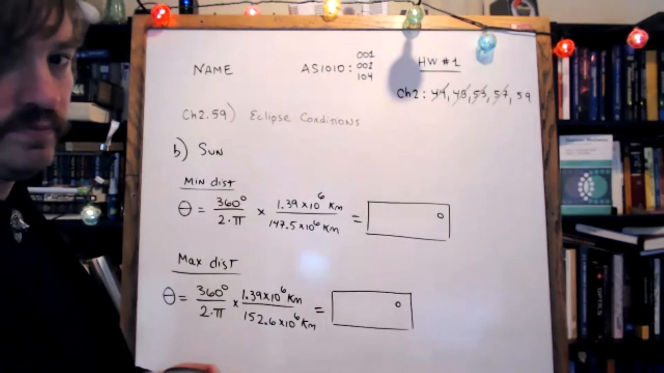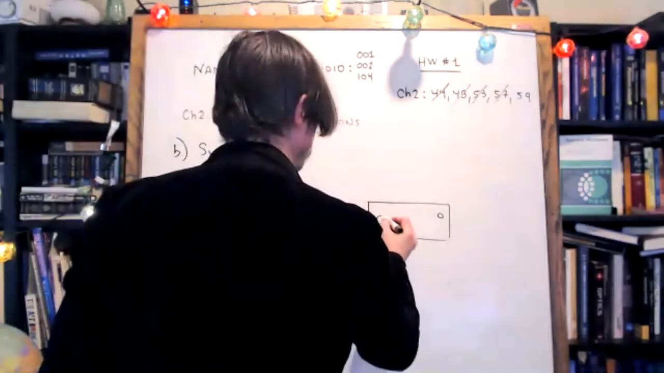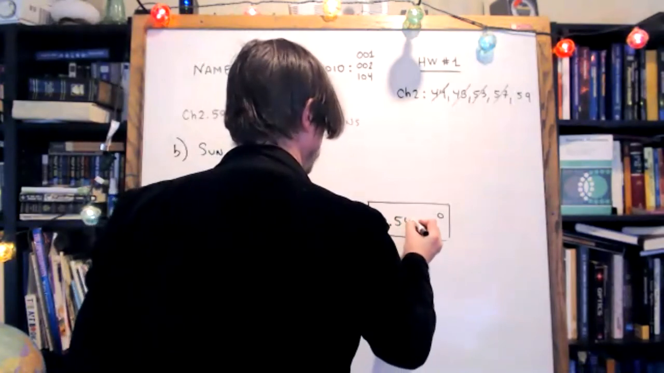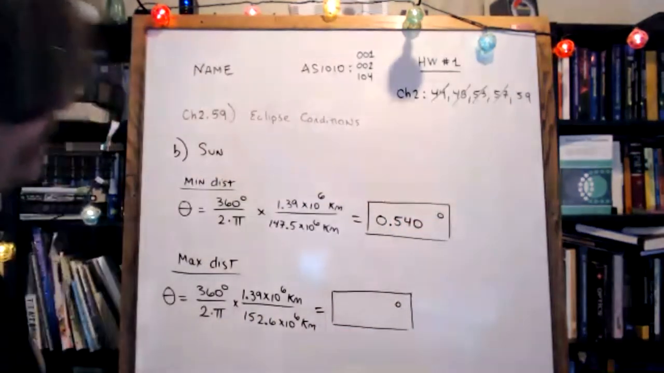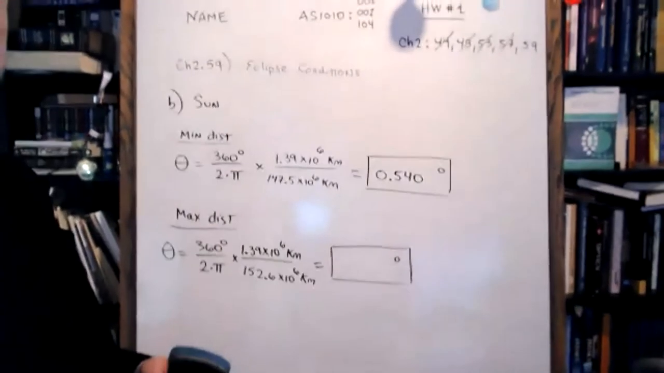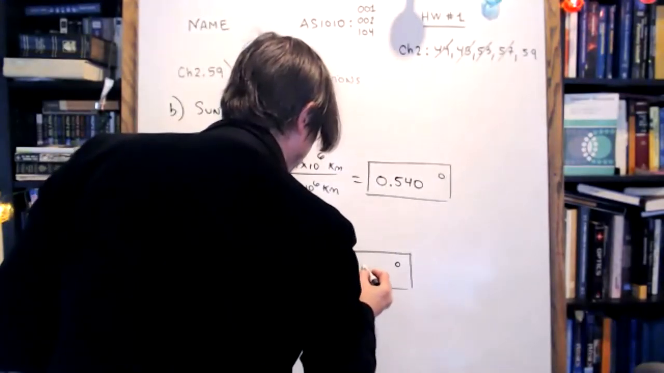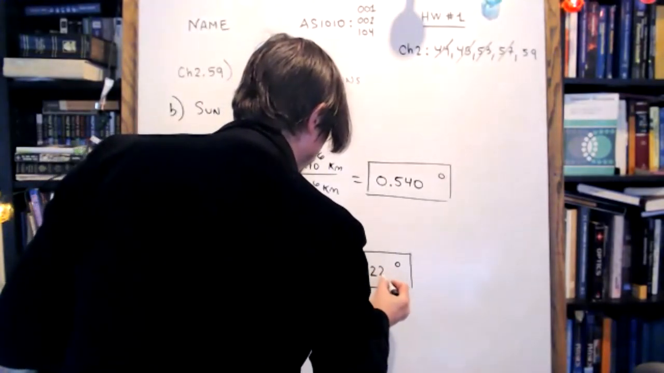Anyone? I got 0.540 degrees. Nice. Okay. And how about for the second one? Your maximum 0.522 degrees. Nice. And those numbers both have 3 significant figures.